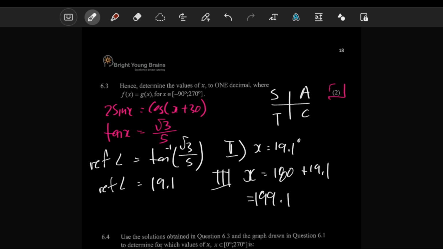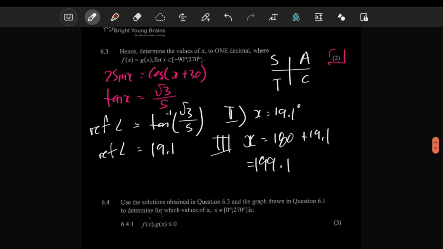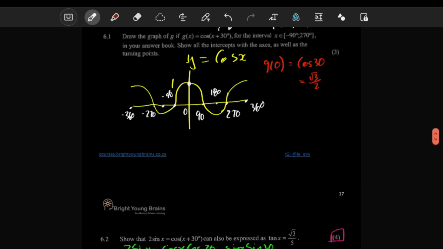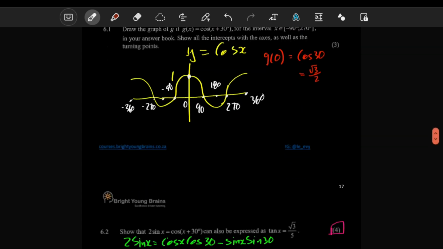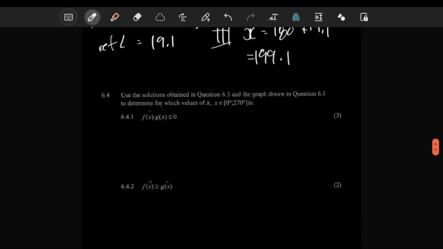You see, that's why there's a 2-mark question here, because there's really nothing to it. They didn't say get the general solution. That's why we're not putting the plus k360. Because the plus k360 parts also give us other solutions, like going to the left and going to the right. But anyways, let's just move on.